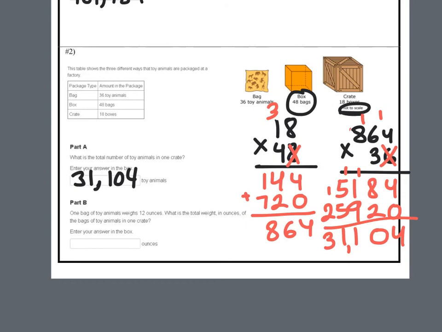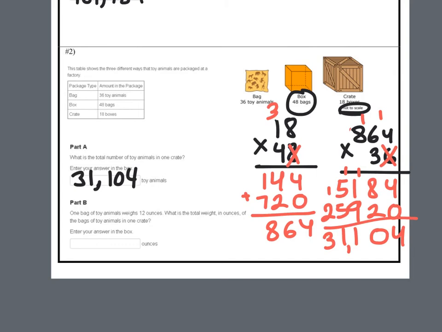So once again, we figure out how many bags there were by doing 18 boxes in one crate, and inside each box was 48 bags. So we did 18 times 48 to figure out that there were 864 bags in all. And then in every single bag there's 36 toy animals. So we did 864 times 36 to give us 31,104.